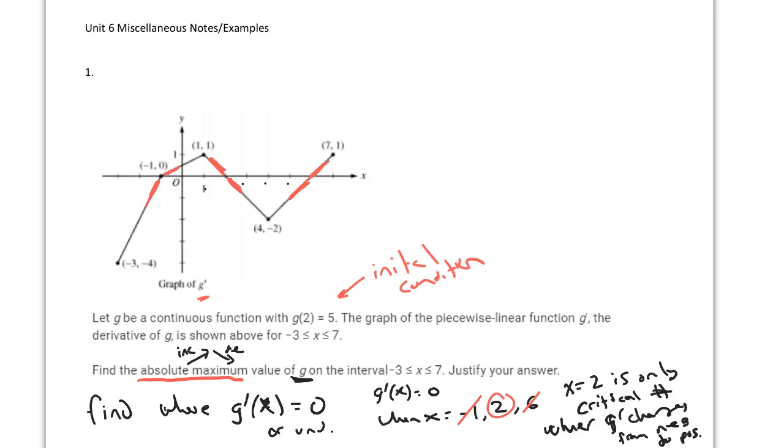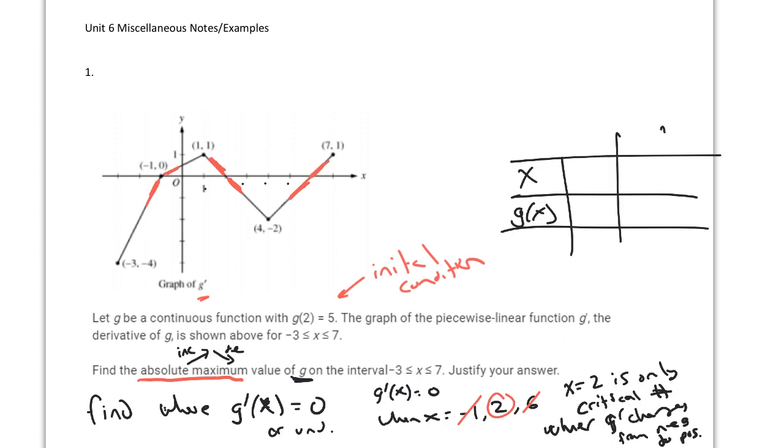So then I make my chart here. I'm going to make a chart of my x values and my g of x values, and we want to label what they are also. So we have my endpoints, -3. That's my endpoint. I have a critical number, which is x equals 2. And then I have my other endpoint, which is x equals 7. So those are the 3 values I have to find.